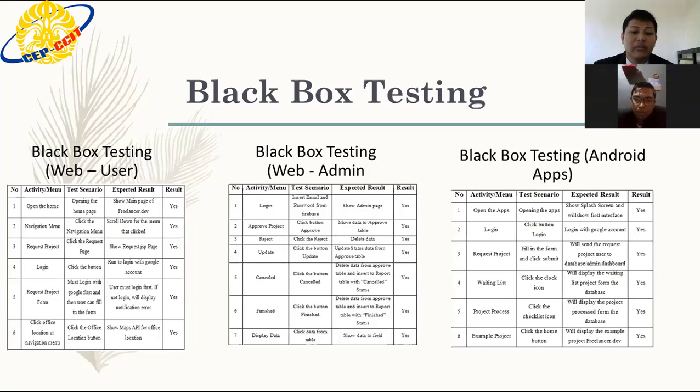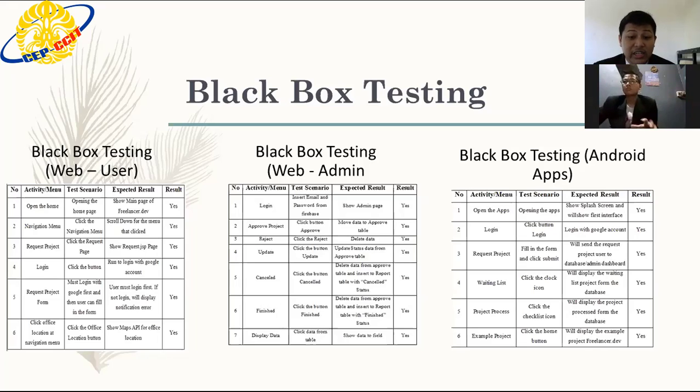Okay, black box testing for the web admin. The first one is login. We insert the email and password from Firebase, and we must authenticate first to get the email and password. The expected result is to show the admin page, and the result is yes. Next is approve project. We click the approve button in the admin.jsp, and the expected result is the data is moved to the approve table, and the result is yes.